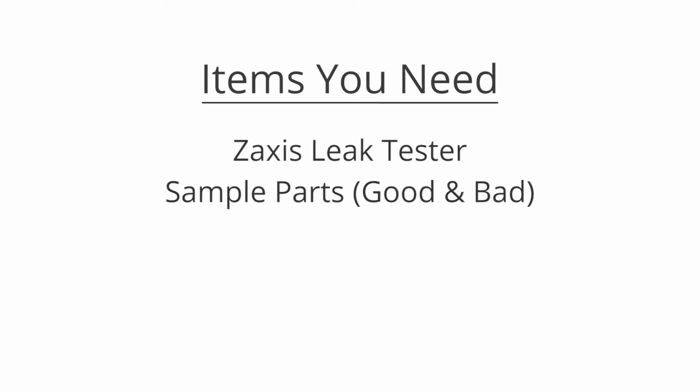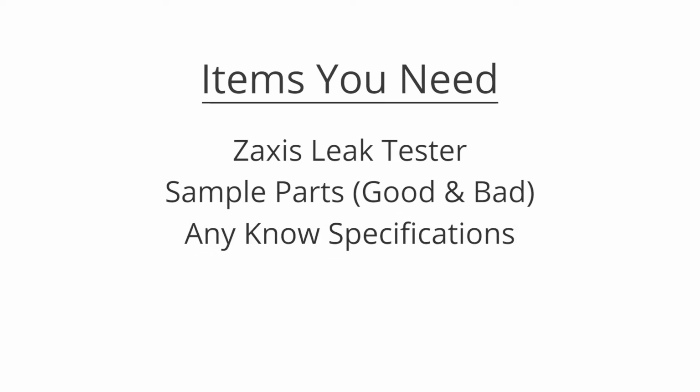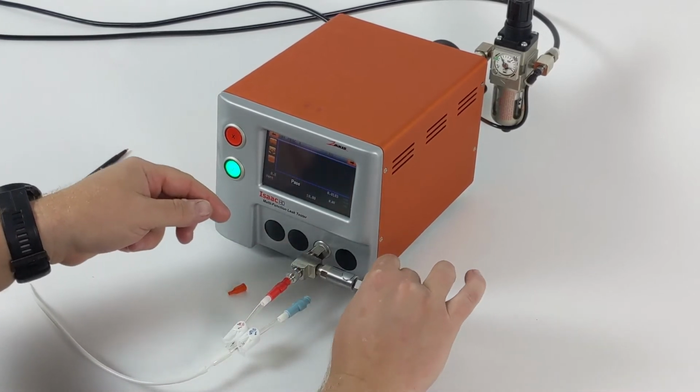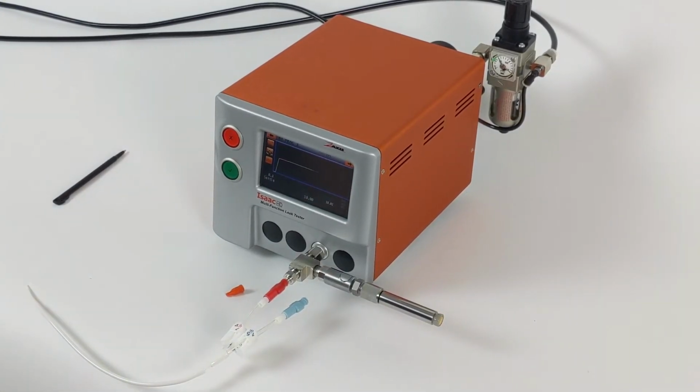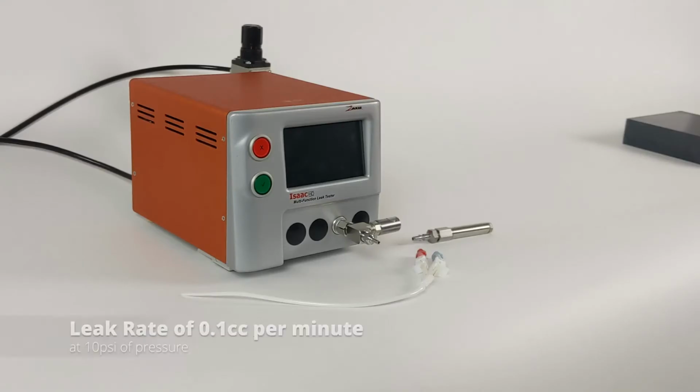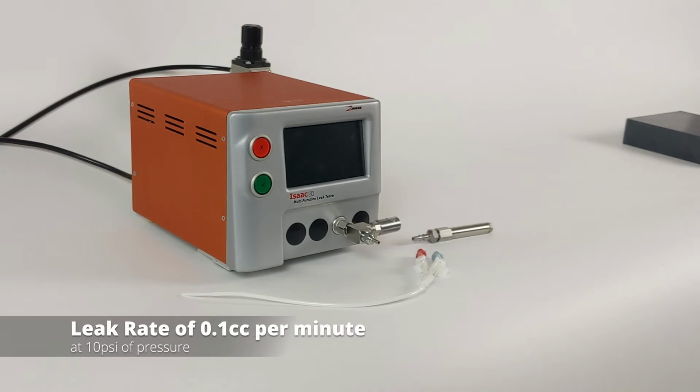So the items we'll need today for this test are our Isaac HD tester. We'll need some example parts. If you have parts that are known good and parts that are known bad, that's a great thing. If you have a known specification, we make a device called a leak standard or a transfer standard, that if you're fortunate enough to have been handed a spec, we can make that spec into a physical form. This one happens to be 0.1 cc's at 10 psi, meaning this device will have a leak rate of 0.1 cc's per minute at an inlet pressure of 10 psi. That happens to match up to the application that we're going to be testing.